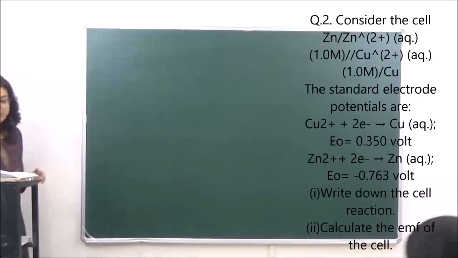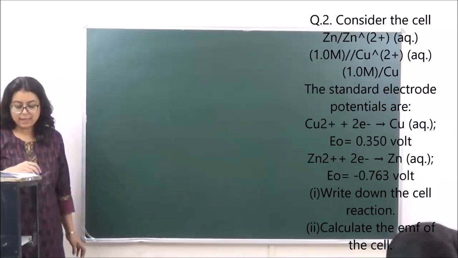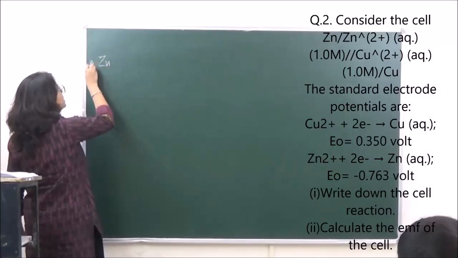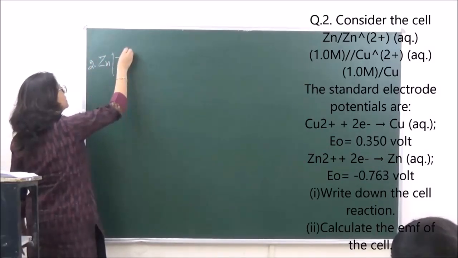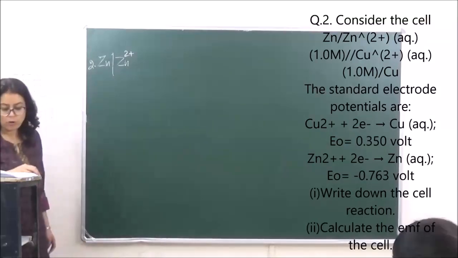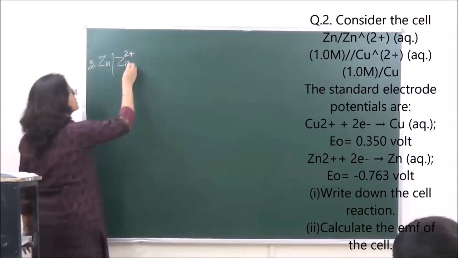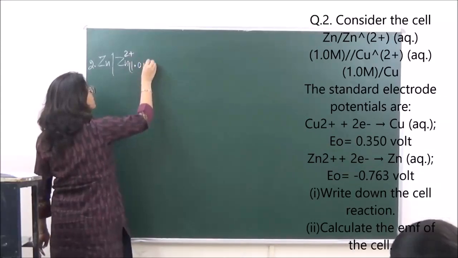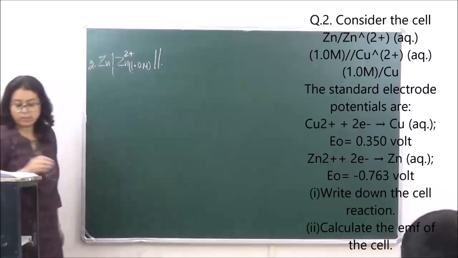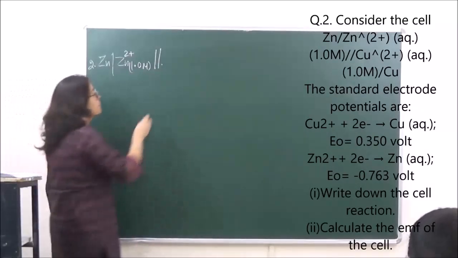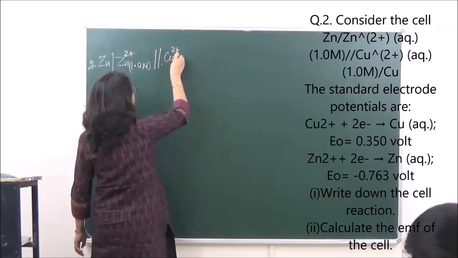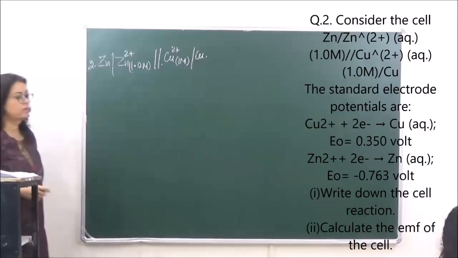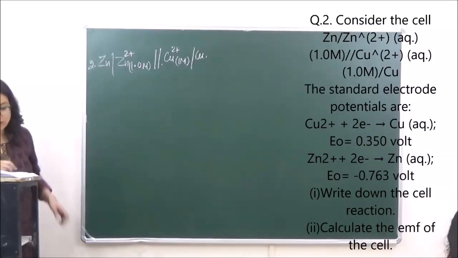Question number 2 क्या है? Consider a cell: Zn/Zn2+ (aq), the concentration given is 1.0 molar, salt bridge, Cu2+, again concentration given is 1 molar/Cu. ठीक है, this is the cell given to us in the question.